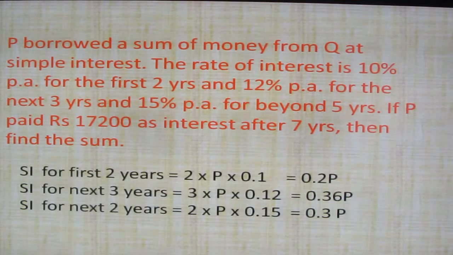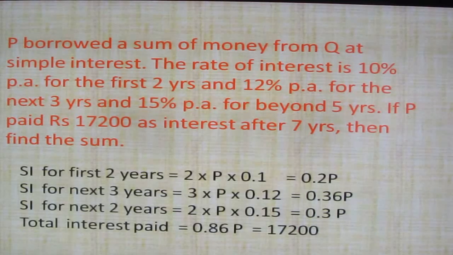So just add all the numbers on the right hand side: 0.2P plus 0.36P plus 0.3P. That will be 0.86P, which is nothing but 17,200. You can write this as 0.86 or you can even write this as 86 by 100. So once you solve this, you will get the answer as 20,000. Shall we go to the next question?